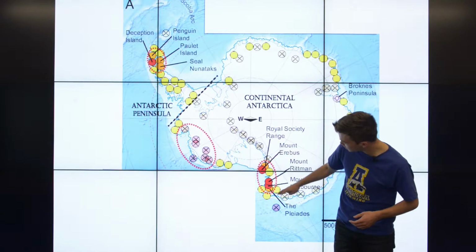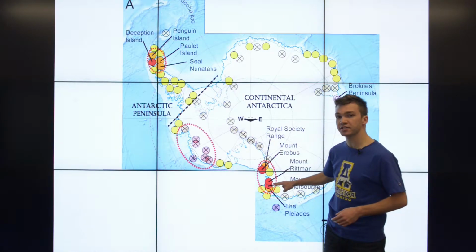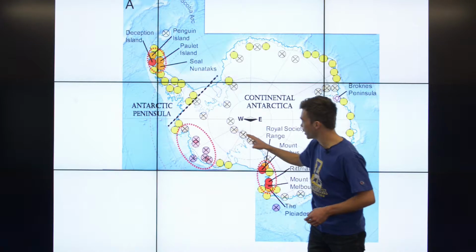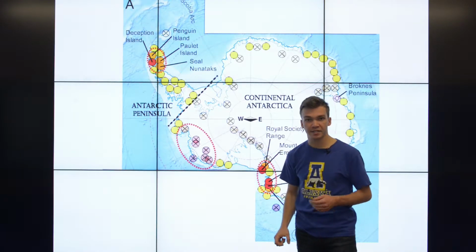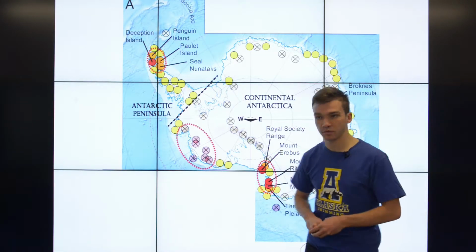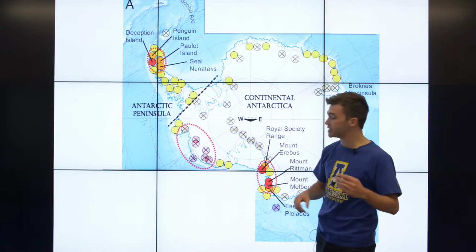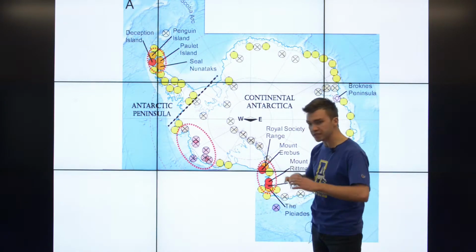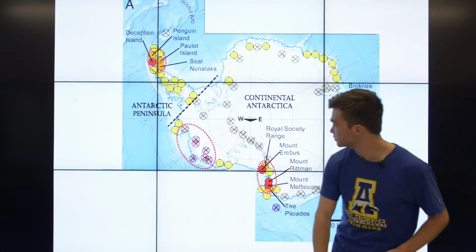So if I go to our field area, which is down in this part, these are the Transantarctic Mountains. This is where our research group has done work in the past. And a volcano explodes in the past, like it has many times in Antarctica's history. It explodes and it leaves a layer of ash.